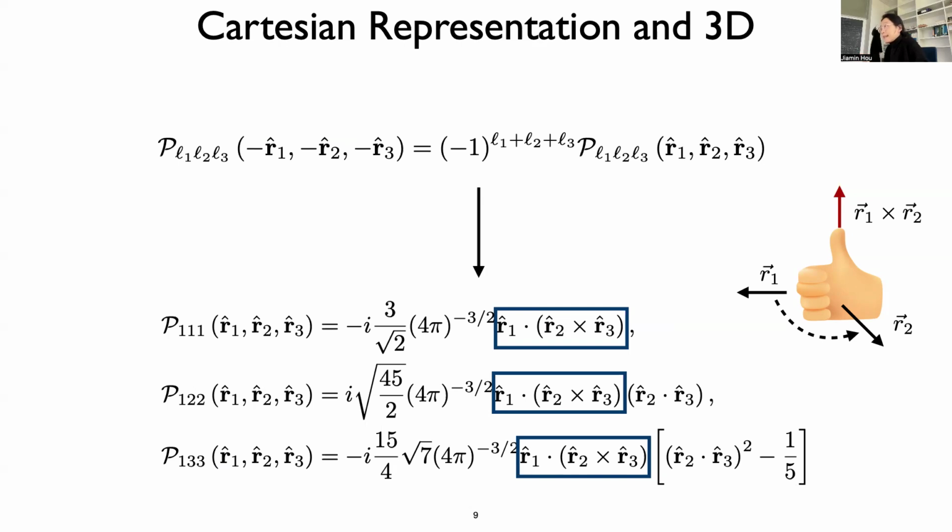And in all these cases, we see that a scalar product structure enters the basis function. This feature indicates that the basis function inherently encodes three-dimensional coordinate information, and this is essential in capturing the parity transformation.